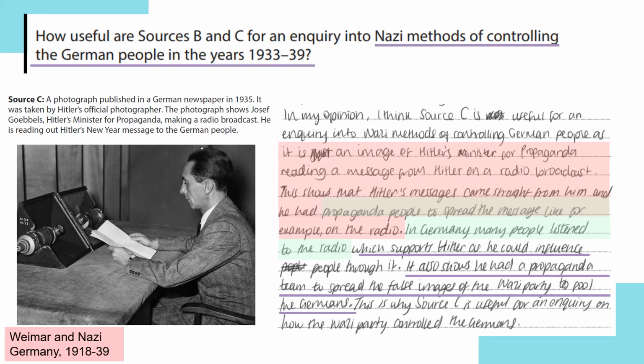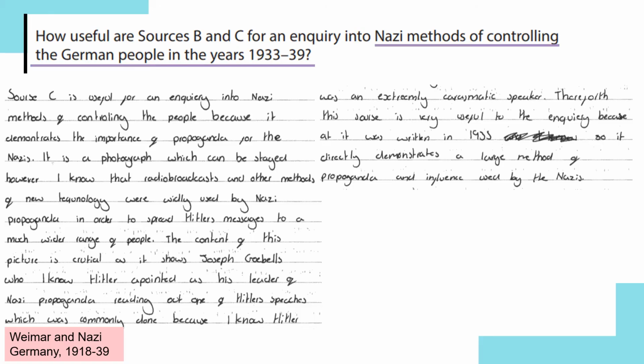And notice here underlined in purple how the candidate uses the content and contextual knowledge to support their judgments on utility. They're bringing it back to the focus of the question, Nazi methods of control. But what's missing? Well, of the 3 aspects we needed to consider, we're missing the provenance. Let's have a look at a top performing answer now.